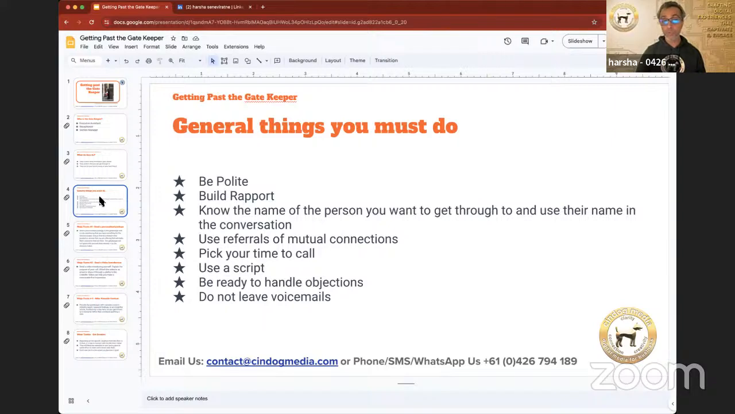Pick your time to call. So generally I find between 10 and 11:30, 10 and 12 p.m., or between 1:30 and 3:30 are generally good times to make a call. Depends on who you're after as well.